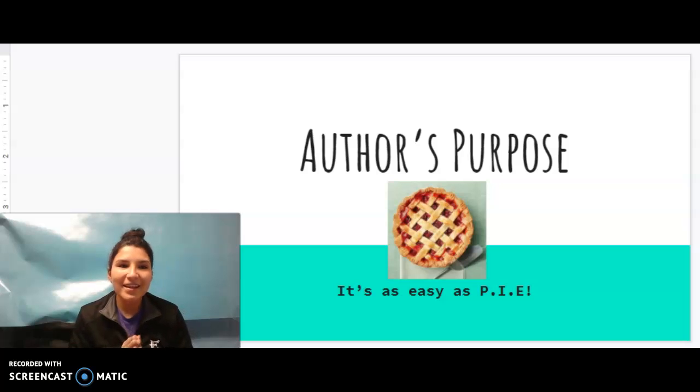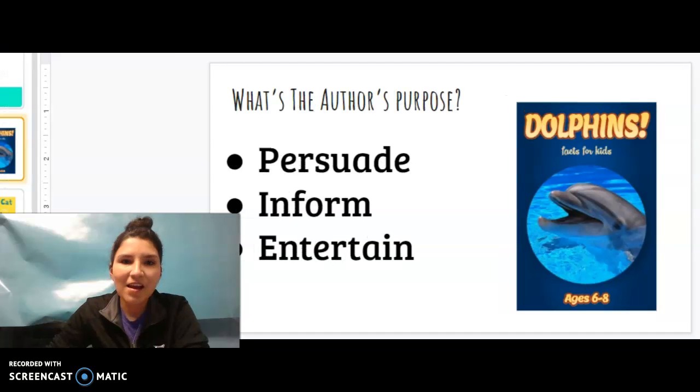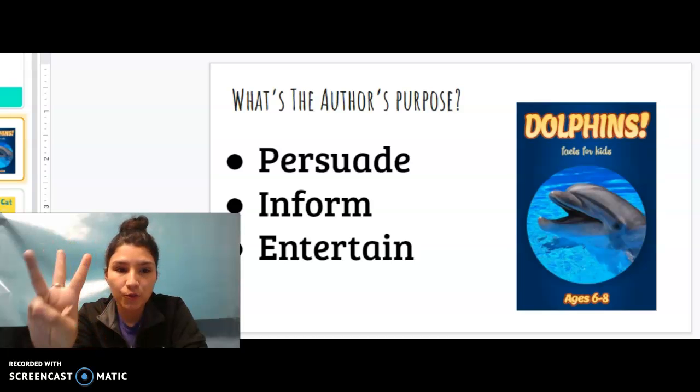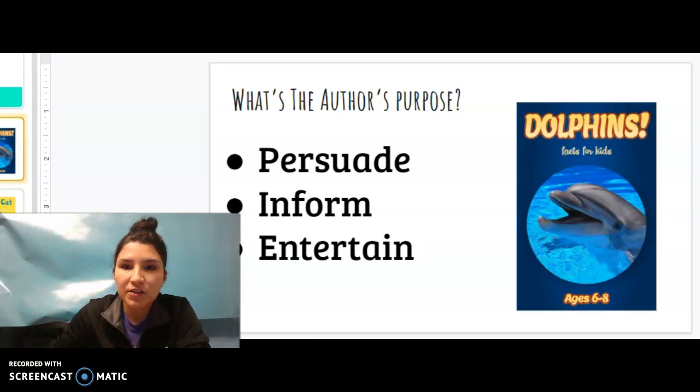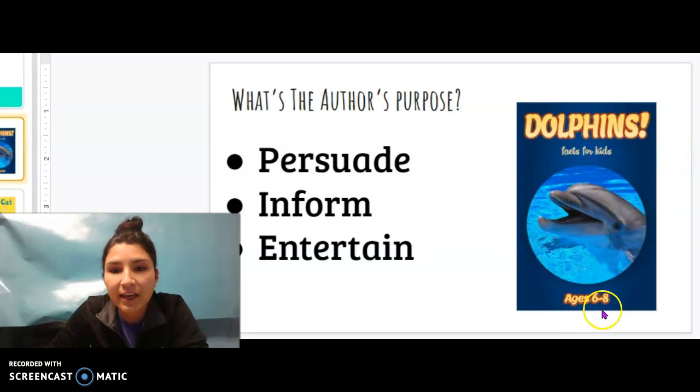All right? So let's go ahead and go through these different books. So, let me see something. I'm going to move myself over. All right. What's the author's purpose? So, it's going to always be in this order. 1 for persuade, 2 for inform, 3 for entertain. So here's our book, Dolphins, Facts for Kids, ages 6 through 8.